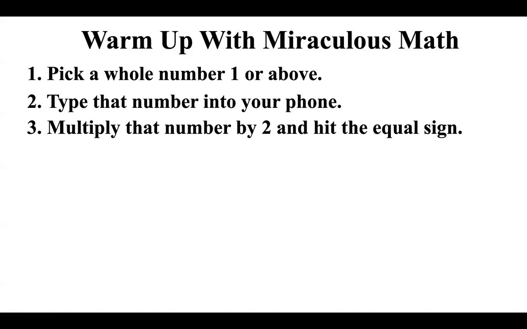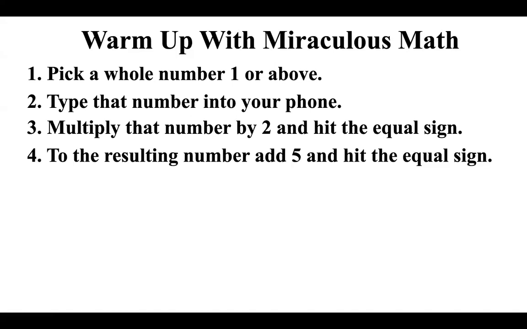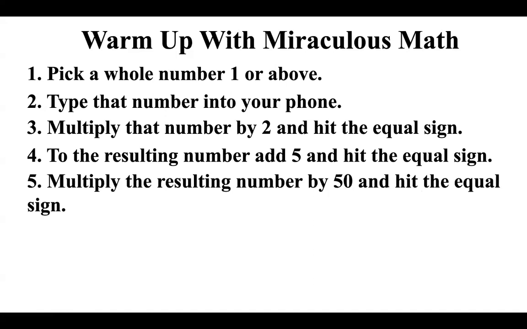Multiply that number by 2 and hit the equal sign. All right. Now to that number, add 5 and hit the equal sign. Okay. Fifth step. Whatever that number is from 4, multiply it by 50 and hit the equal sign.